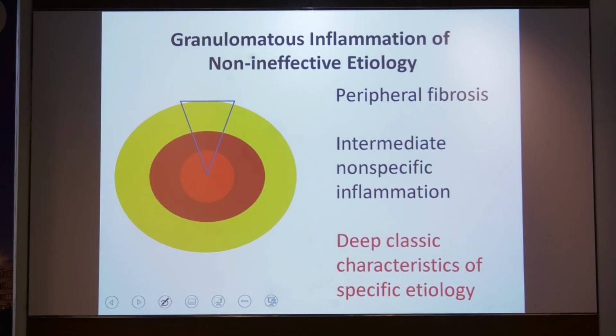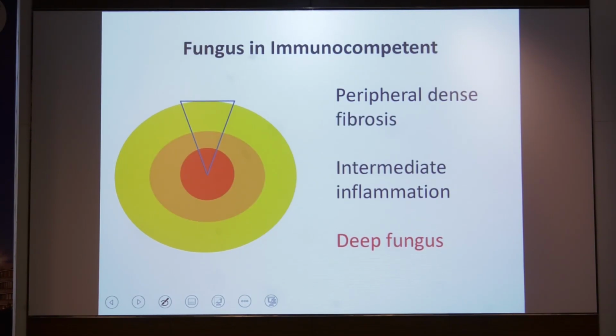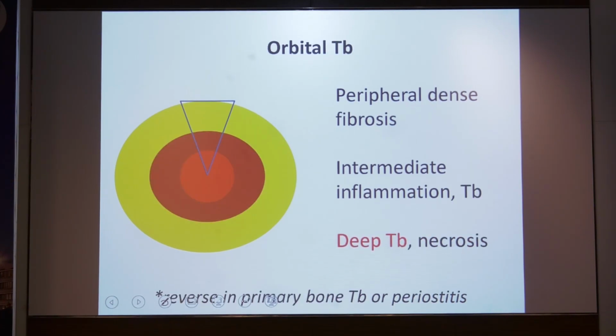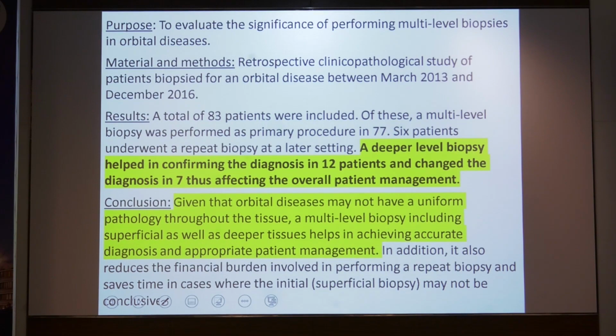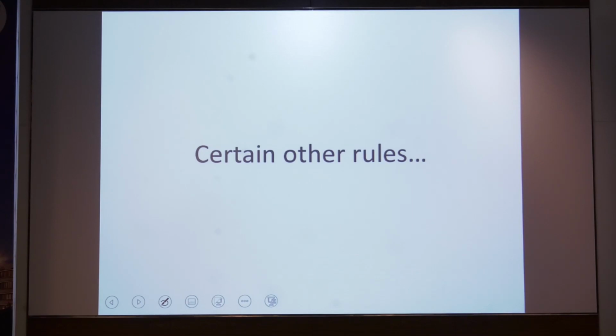If it is granulomatous inflammation with non-infective etiology, the deep lesion classically has characteristics of specific etiology, and the rest of it could just be fibrosis. Fungus: the deepest part of the lesion has the material that can be stained and microbiologically diagnosed. Again, tuberculosis has deep biopsy positivity. So this was the data that we had earlier analyzed, where we found that at least in 12 patients it made a difference. Out of 83 patients where this multi-layered biopsy was analyzed, in 12 patients it changed the diagnosis, and in 7 it affected the overall management.